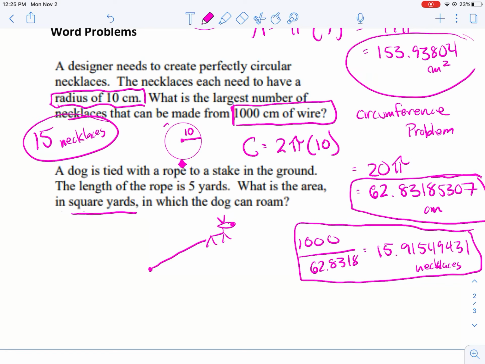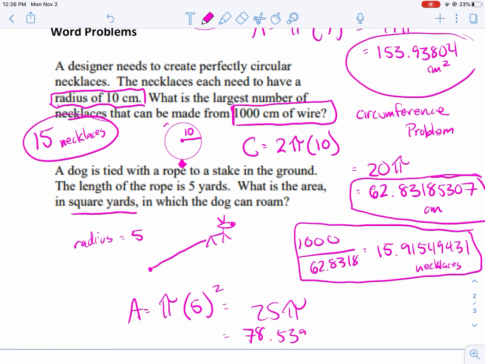So in order to find that, area equals pi r squared. In this case, our radius is 5. So we get 25 pi, which I feel like we just found that. 78.53981634. Okay, and it's going to be yards squared.